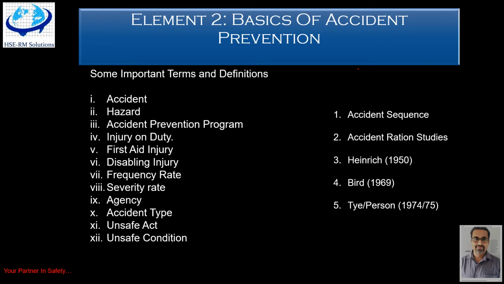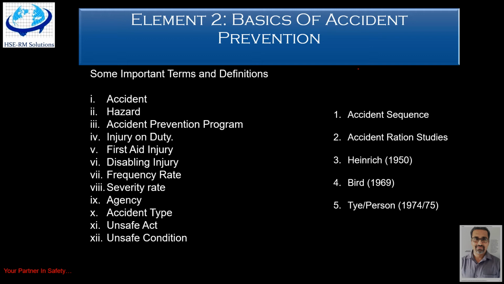Now unsafe condition, the condition of the selected agencies which could and should have been guarded or corrected. So improper guarding, defective agencies, hazards associated with process, improper ventilation. So these are all part of unsafe conditions.